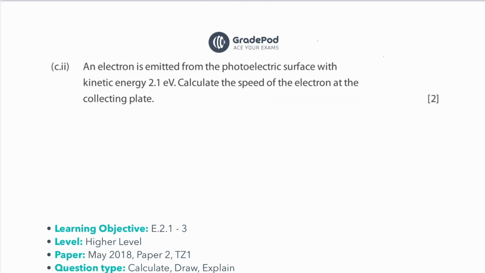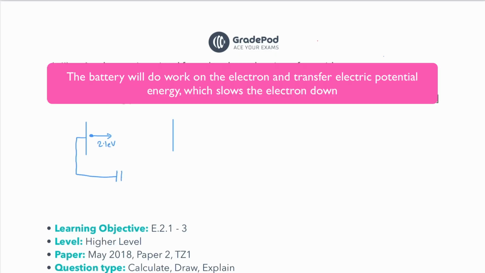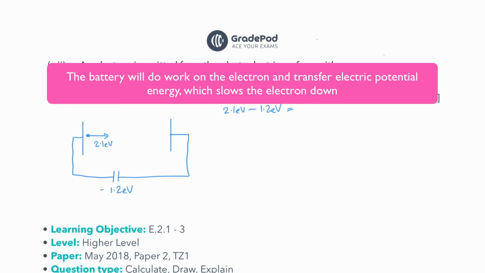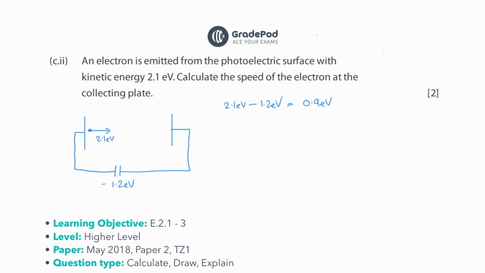C2. An electron is emitted from the photoelectric surface with kinetic energy of 2.1 electron volts. Calculate the speed of the electron at the collecting plate. Right, let's draw this again. We've got an electron being emitted here with 2.1 electron volts. However, across these plates is a battery which provides 1.2 electron volts. That means that the kinetic energy of the electron is going to decrease by 1.2 eV: 2.1 eV minus 1.2 eV. It's going to have 0.9 electron volts when it reaches this collecting plate here.